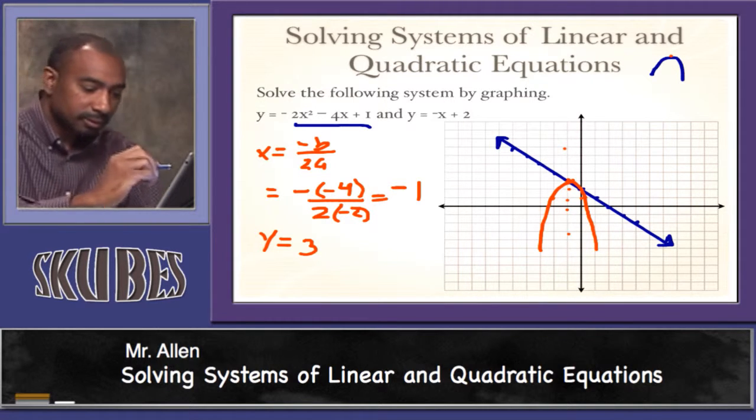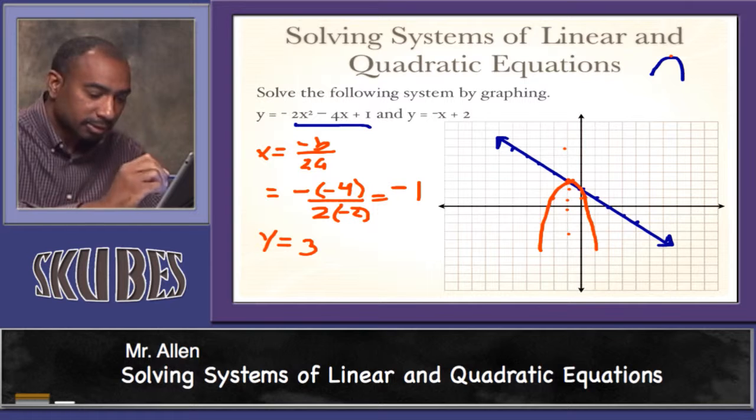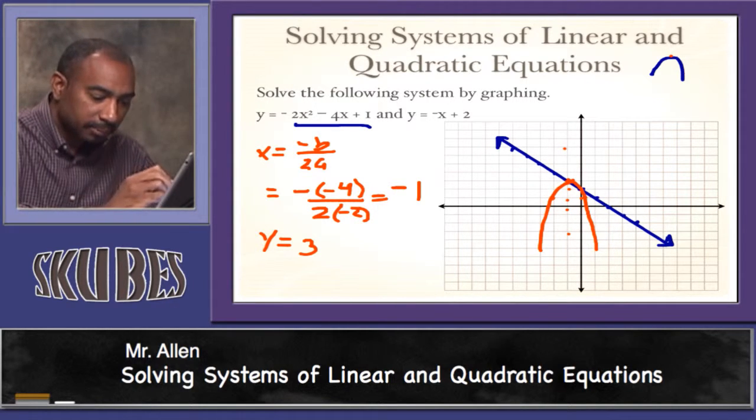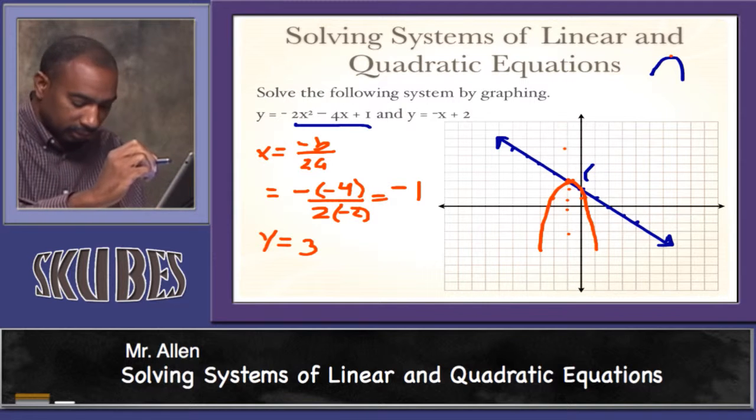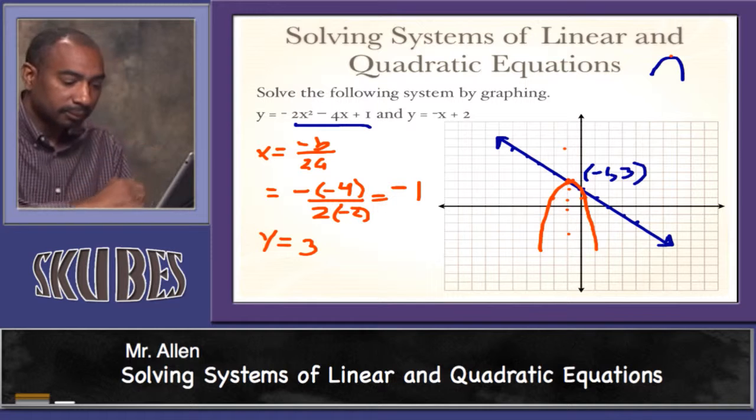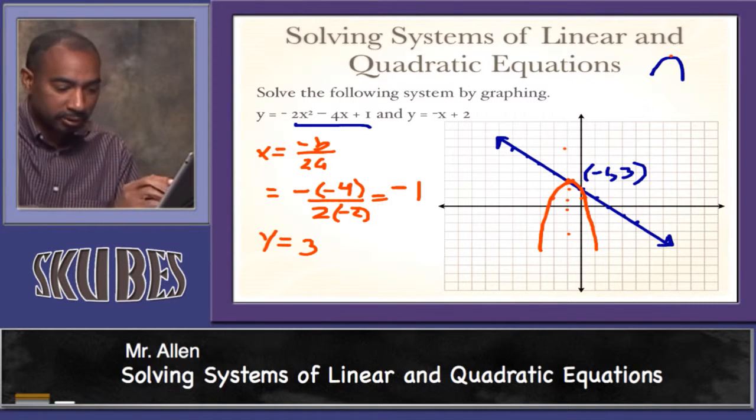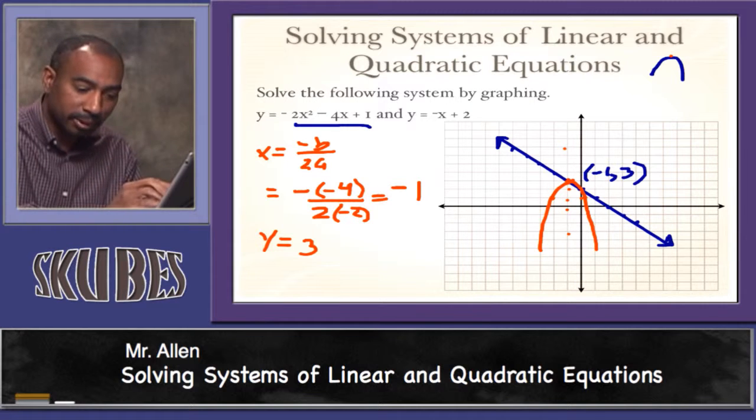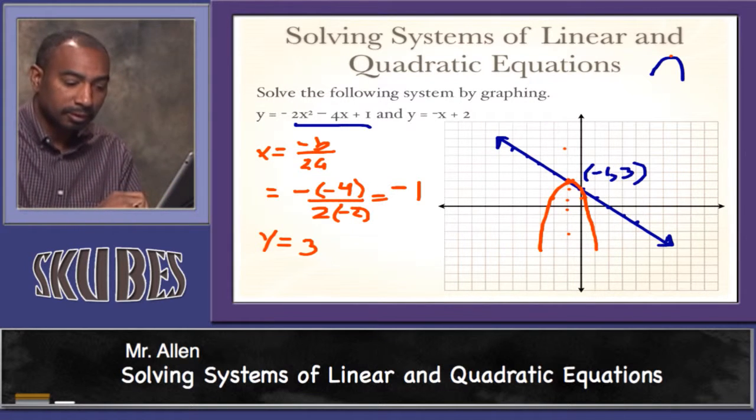But now notice that this is a common point of intersection. And that point is negative 1, 3, because that's where it crosses. This is also called a tangent because this line just touches that one point on this parabola. So negative 1, 3.